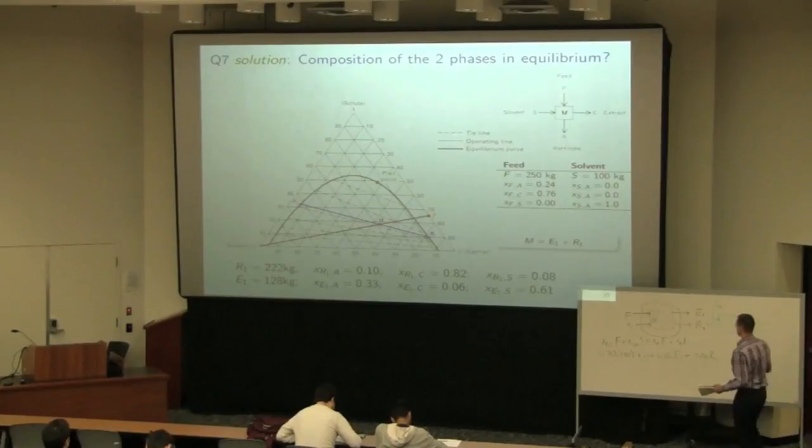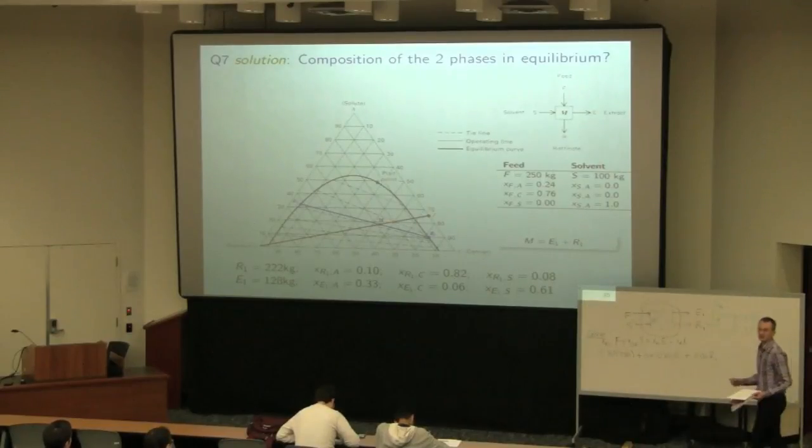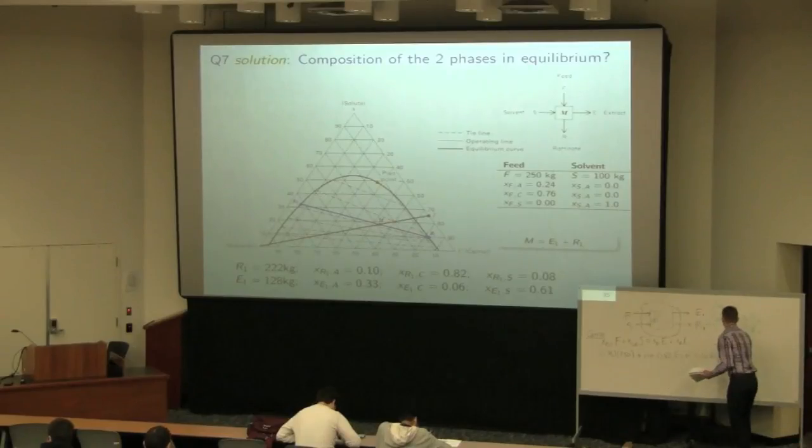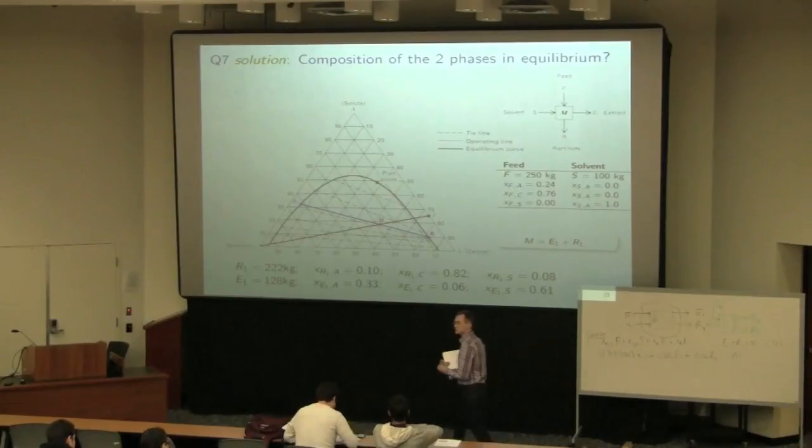I can then pick one of my other streams. I've done this for the carrier, but I could repeat it for, say, the solute, do a mass balance on the solute, and then I get two equations in two unknowns and solve for them. Or the other way I could do it is simply recognize that E1 plus R1 must equal M, and I know what M is already. So there's my other equation. Two equations, two unknowns. Linear equations, Gauss reduction, you plug one into the other and solve, and you will then find that E1 is 128 kilos and R1 is 222 kilos.